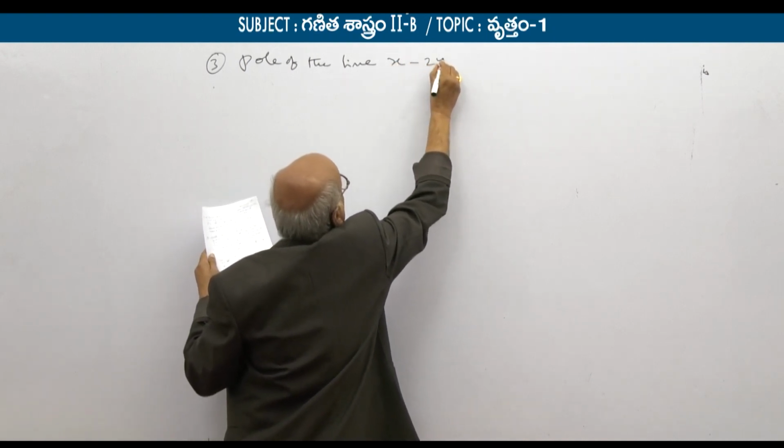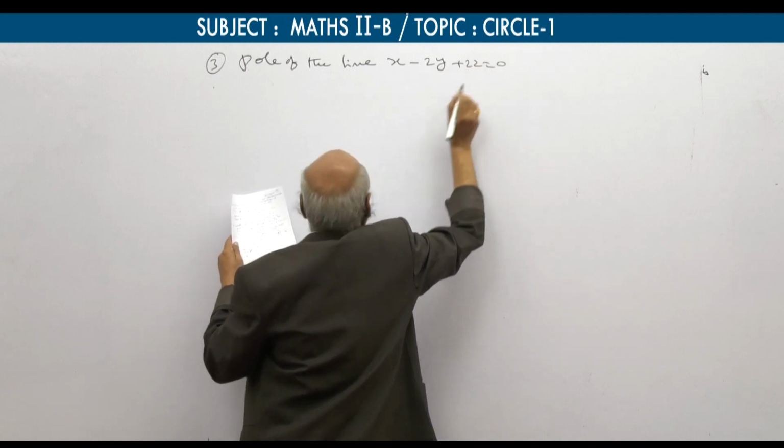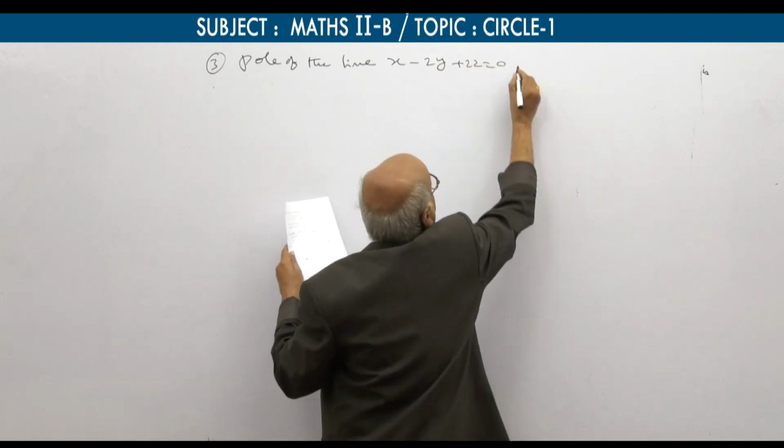Pole of the line x minus 2y plus 22 equal to 0 with respect to the circle.